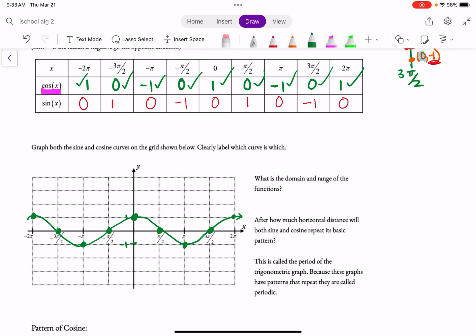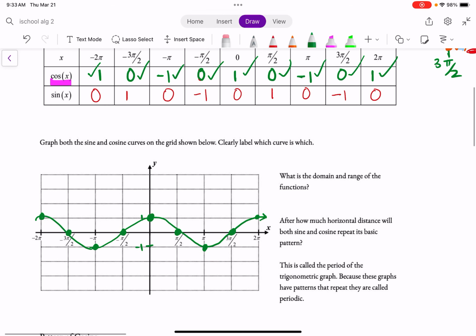Okay? And this is what we call our basic cosine curve. So this is y equals cosine of x. Now we're going to do the same thing but with sine. So again, now I'm focusing on this row.